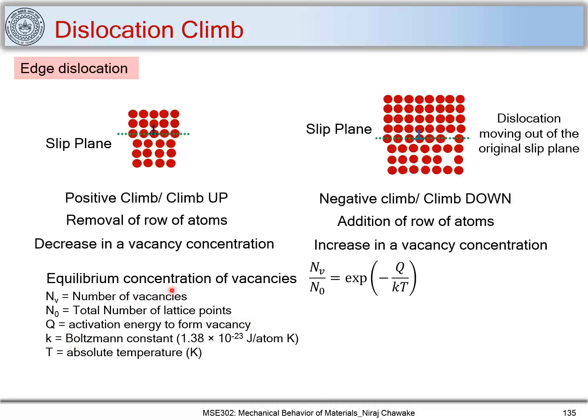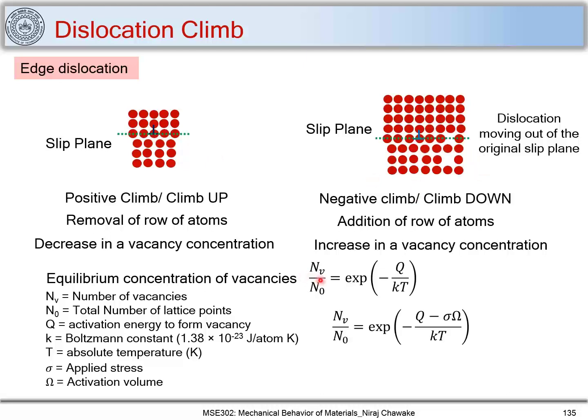As you can see, vacancy is a thermally equilibrium defect, which means there is always an equilibrium concentration of vacancies. So how is this vacancy concentration decreasing or increasing? How does a change in the vacancy concentration assist an edge dislocation to move onto another slip plane, to climb up or climb down?